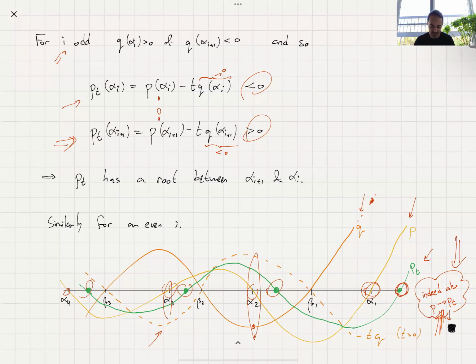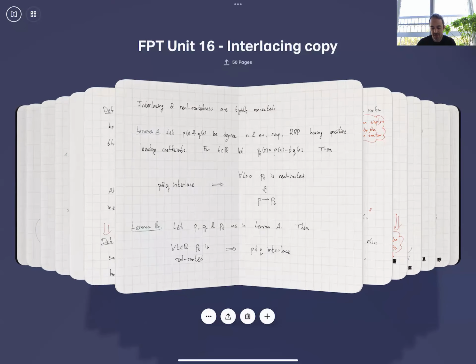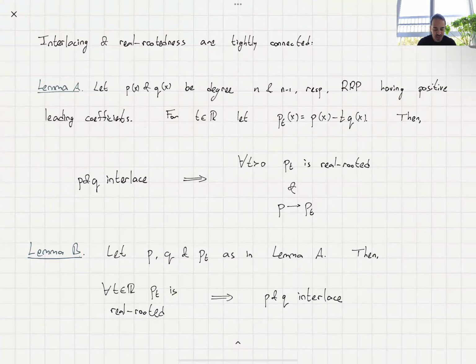Okay, so we won't need that remark, but it's good to understand that, especially looking at lemma B, because lemma B tells us the converse to what I just said. So it tells us that if P, Q, and PT are as in lemma A, then saying that PT is real-rooted for everything in R, namely the entire line connecting P and Q, doesn't cross the double root manifold, implies that P and Q interlace. And again, by the previous lemma, this is an if and only if. Okay?